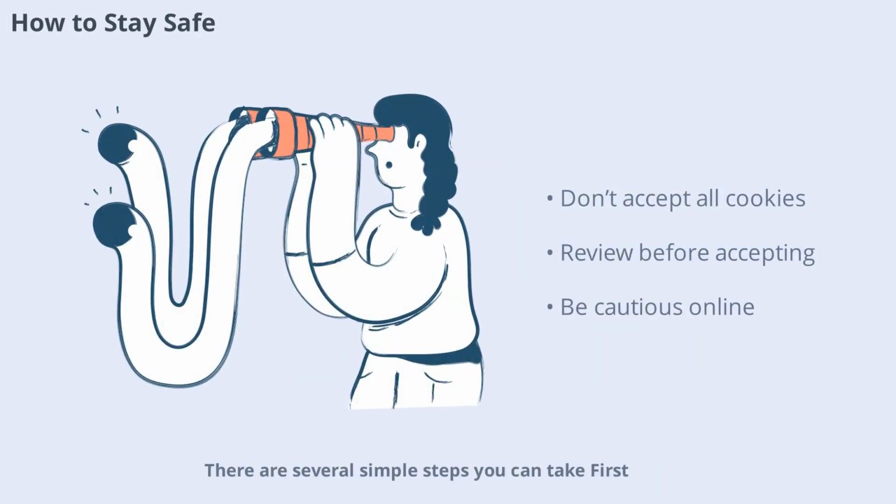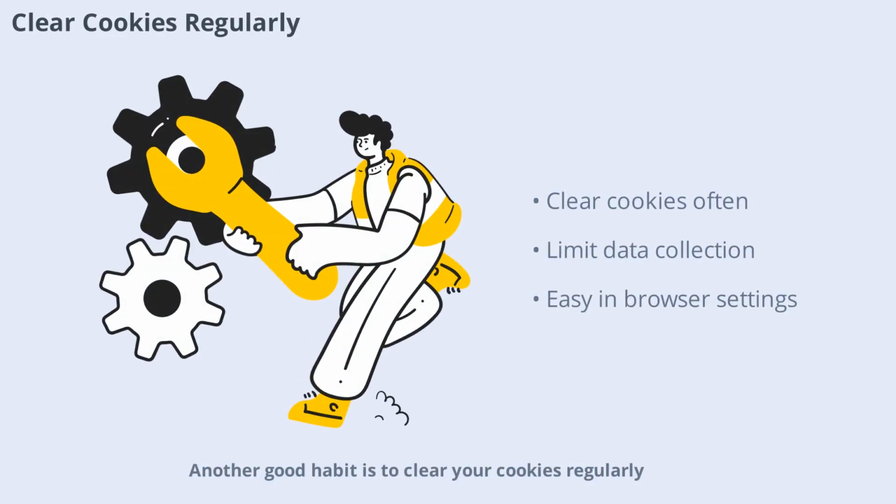So, what can you do to protect yourself from unwanted tracking? There are several simple steps you can take. First, don't accept all cookies blindly when prompted by websites. Take a moment to review what you're agreeing to before clicking accept. Another good habit is to clear your cookies regularly. This removes stored data about your browsing history and helps limit how much information advertisers can collect about you over time. Most browsers make it easy to clear cookies in the settings menu.